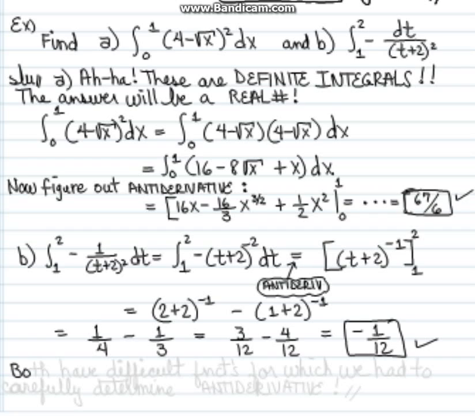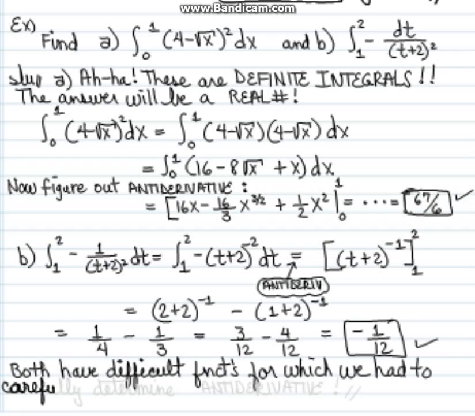So we see here that both of these examples, A and B, were actually difficult functions from which to derive the antiderivative. So we had to go kind of slow and simplify the integrand before we could actually see how to find the antiderivative. And once we found the antiderivative, we were able to evaluate it at the upper limit minus the evaluation at the lower limit. In other words, capital F of b minus capital F of a, and then get our real number solution to our definite integral.